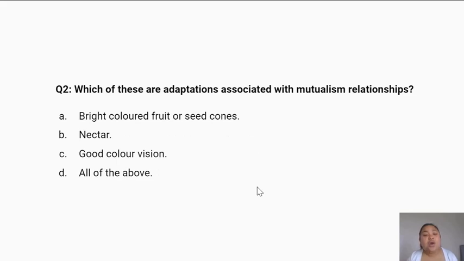Question 2. Which of these are adaptations associated with mutualism relationships? A. Bright coloured fruit or seed cones. B. Nectar. C. Good colour vision. Or D. All of the above.